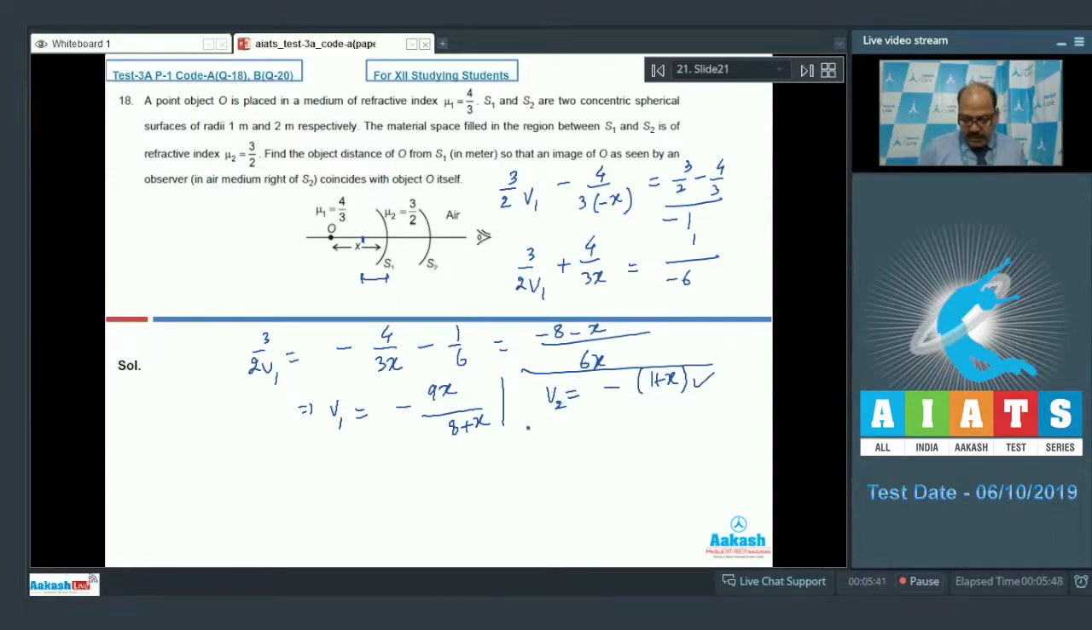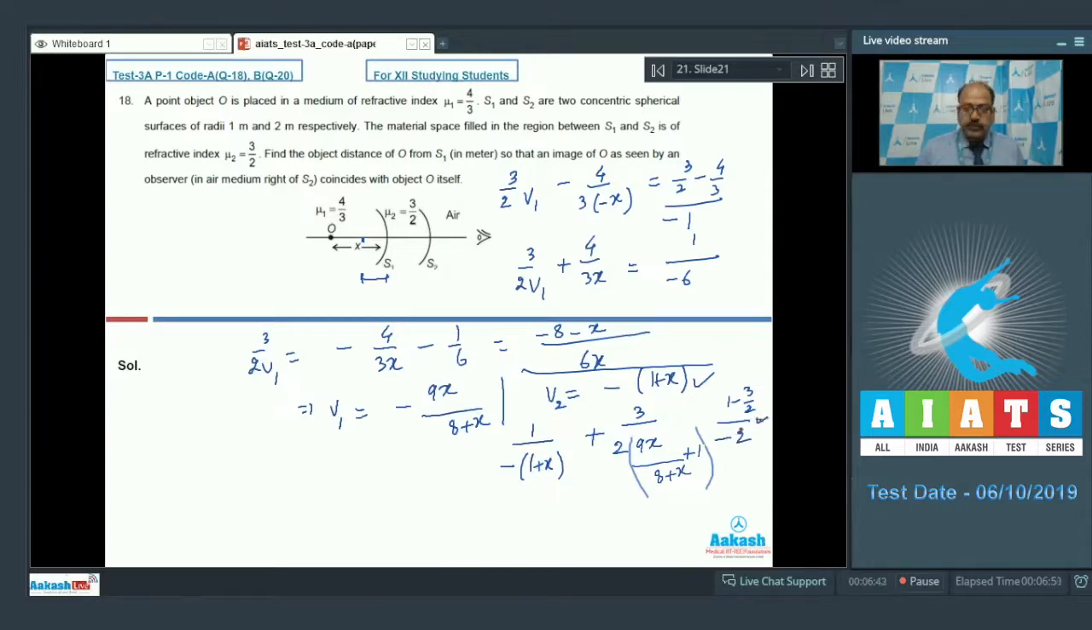Let's write the equation now. Equation is 1 upon minus of 1 plus x minus 3 by 2 into u. U is, as I said, it's equal to minus sign will come, so that means this will come plus here. It is 9x upon 8 plus x plus 1, and this is equal to 1 minus 3 by 2 divided by minus 2.